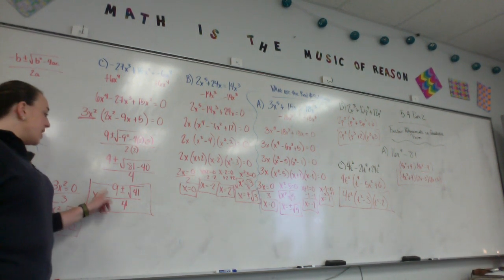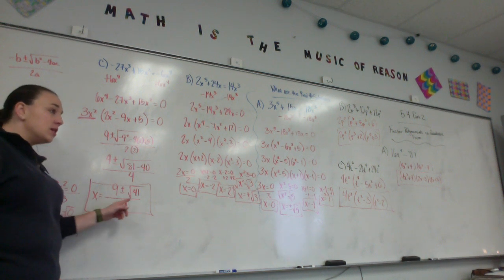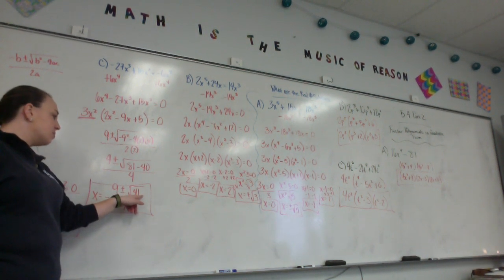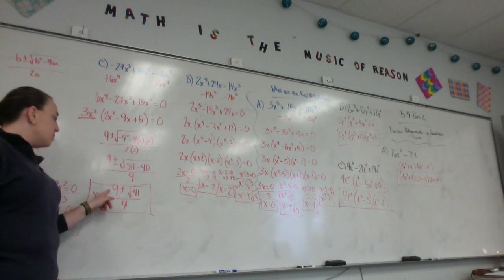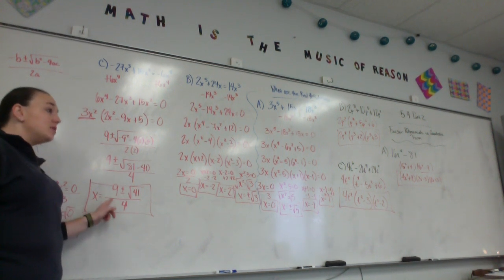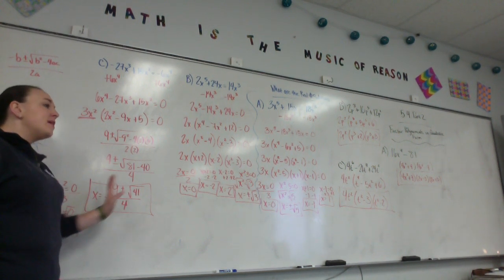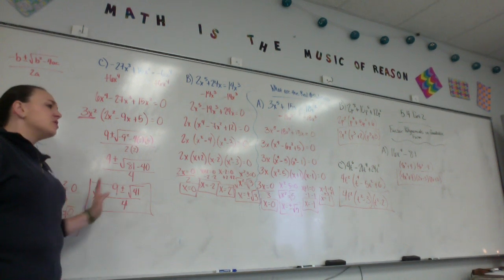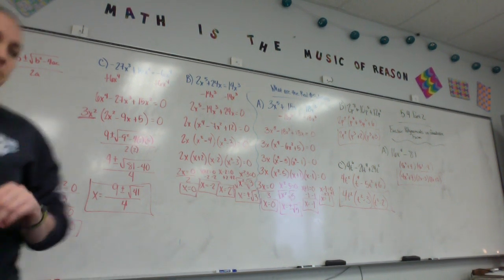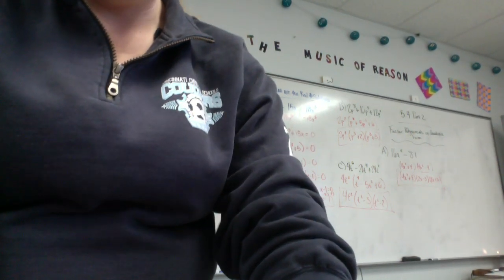If this can be worked out, like if this said 36 here, I would do 9 plus 6 divided by 4, and I would do 9 minus 6 divided by 4. Okay. But because it's not a perfect square, we can just leave it like that. Okay? So that is what you are working on for the rest of this lesson.